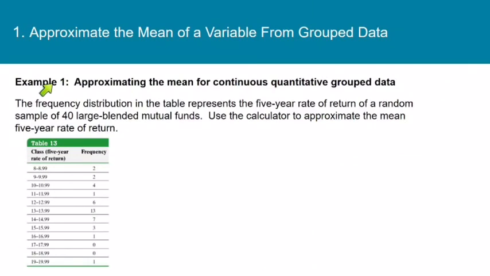Now here is example 1, where we're going to use the calculator to approximate the mean of this frequency distribution. So it says the frequency distribution in the table represents the 5-year rate of return of a random sample of 40 large blended mutual funds. Use the calculator to approximate the mean 5-year rate of return. So you can tell that this frequency distribution is large enough that we really probably don't want to have to use the formula, because the more classes you have, the more tedious the formula is to use.